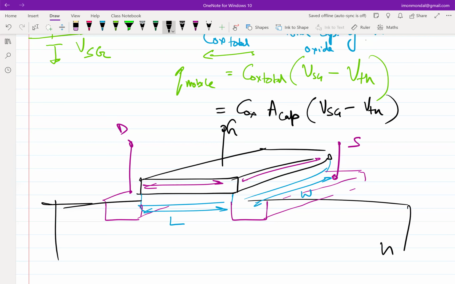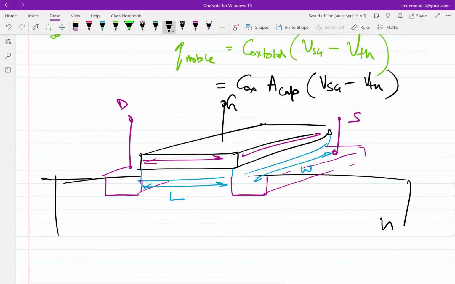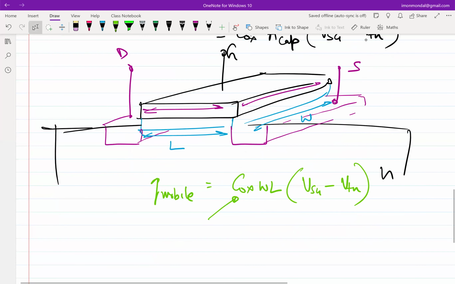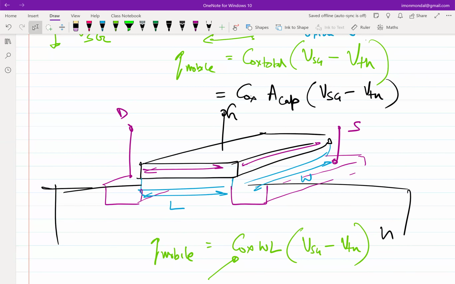Now you will see that W and L are extremely important parameters. As it turns out, as circuit designers, we can control W and L. And we'll see that later, right? So given that we can control W and L, that is something we need to pay a lot of attention to. Okay, so your Q mobile becomes then Cox times WL times VSG minus threshold voltage. Now the Cox is again capacitance per unit area, not the total capacitance. Okay, any questions till now?